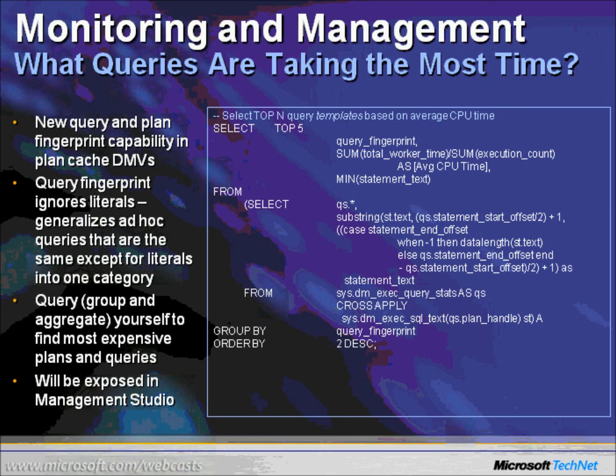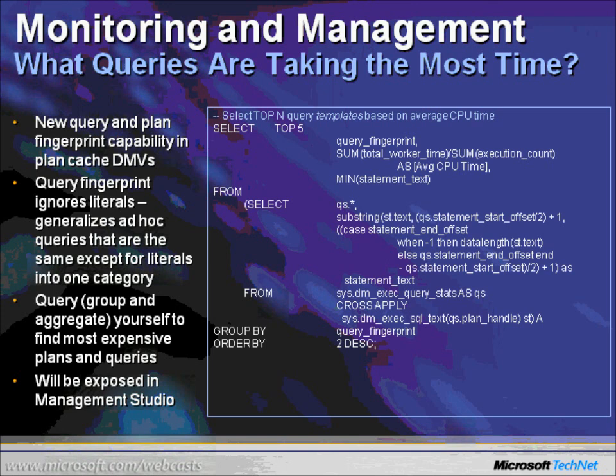One important task that a production support DBA is often asked to do is to tune the performance of the system during normal daily operation, and that involves figuring out what queries are taking the most time. So in the past, this has been somewhat of a difficult question to answer. What is taking the most time? But there are some new features in SQL Server 2008 that make this quite a bit easier.